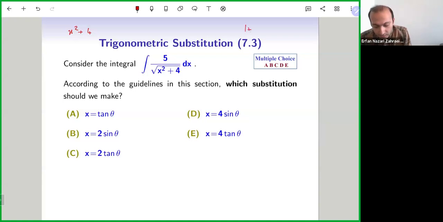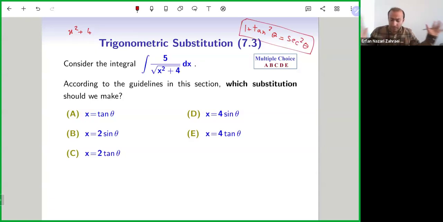So if you want to recall, 1 plus tangent squared is secant squared. That's the key identity that I want to use. And this is also, if you like, 4 plus x squared. It's a number plus something squared, so I need to use tangent. But not tangent itself. If I replace x with tangent in this, I get 4 plus tangent squared, not 1 plus tangent squared. To get 1 plus something squared, I need to first factor 4 out of this.